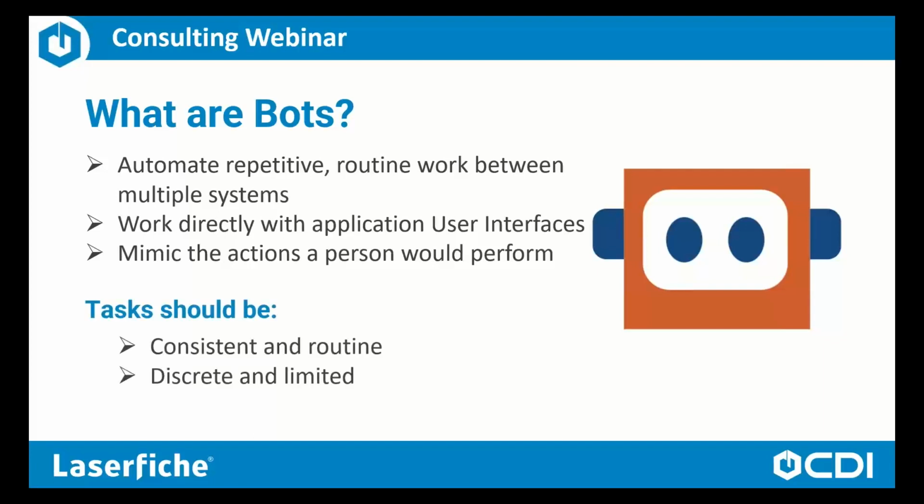So our tasks for our bots or our macros should be consistent and routine. Everything should be done the same way each and every time. And our tasks should be discrete and limited. So we should know exactly what that task needs done in order to complete it, and it should be limited in scope to what an automated process can do. So bots aren't going to be able to make decisions on the fly, but we can make decisions based on data that's provided in that bot or pulled from an application.